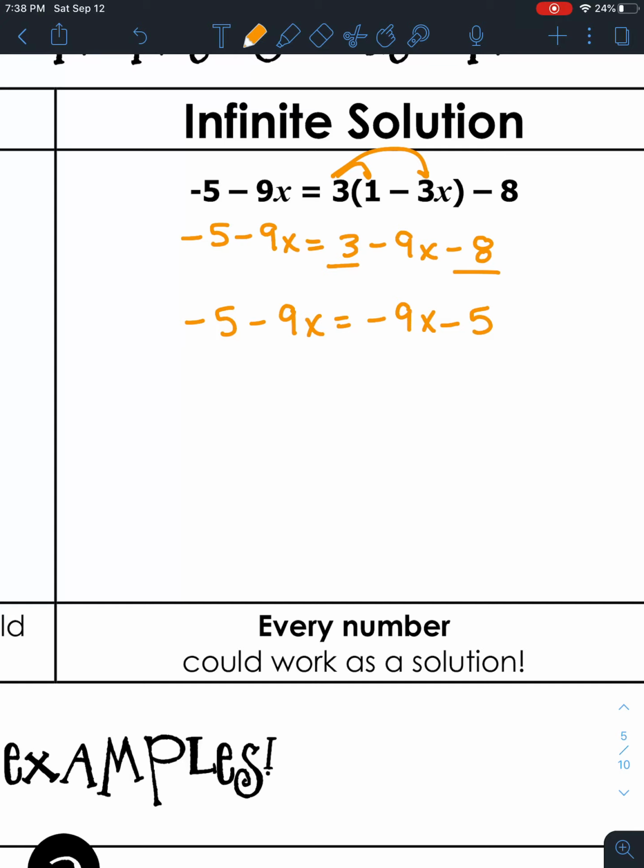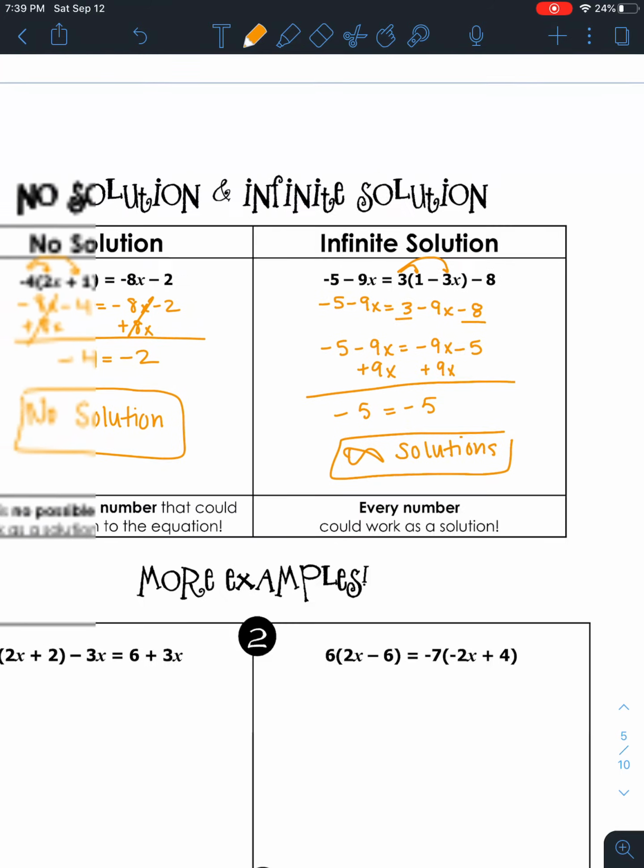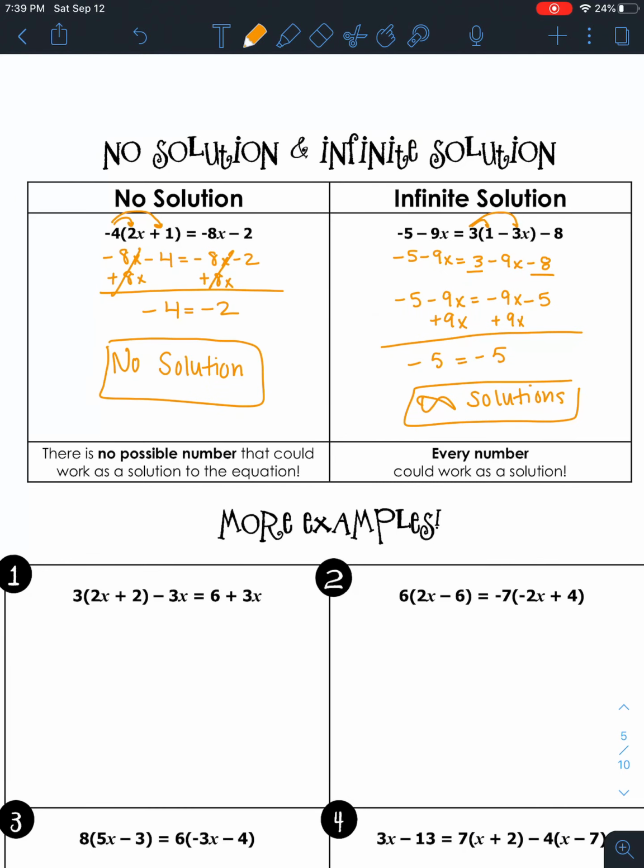Again, doesn't matter where you move your x's, they're both the same, so let's add 9x to both sides. That gives me negative 5 equals negative 5. This is what infinite solutions would look like. Infinite solutions are going to be when you get the same number equals the same number. So negative 5 equals negative 5, 10 equals 10, negative 40 equals negative 40, that kind of thing.